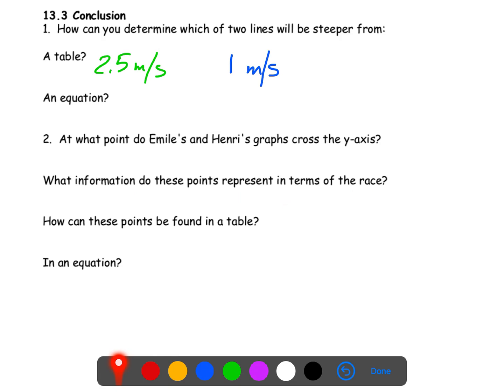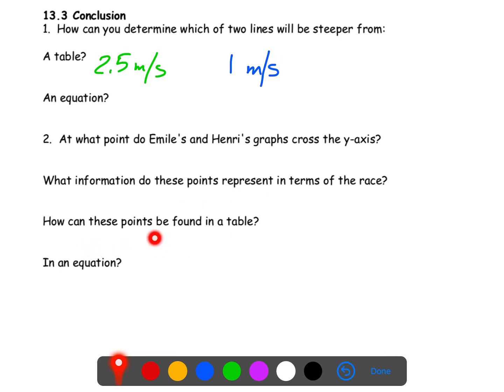All right, so just to clarify, what information do these points represent in terms of the race? That's where they both started. How far from the starting point was each racer at the start of the race? 0 seconds had passed, the race hadn't started. That was their distances from the starting line.